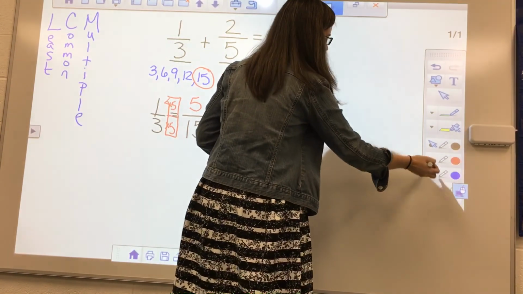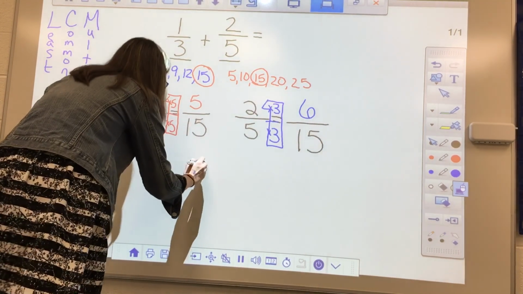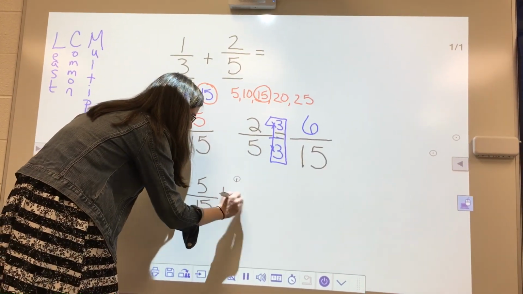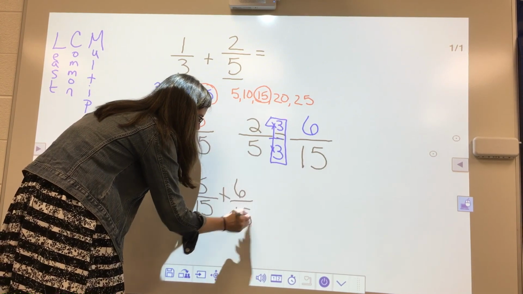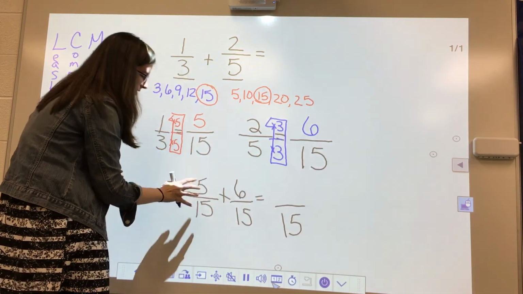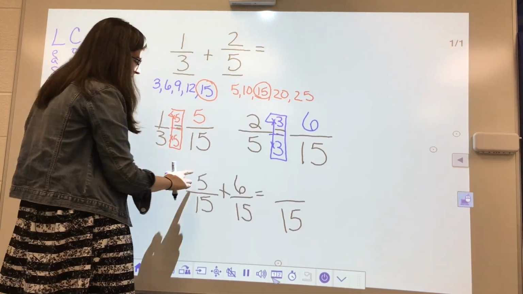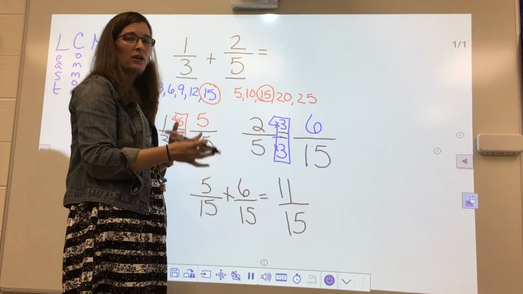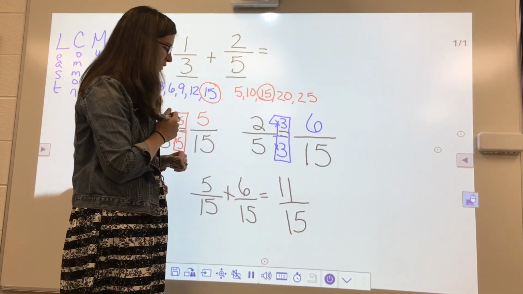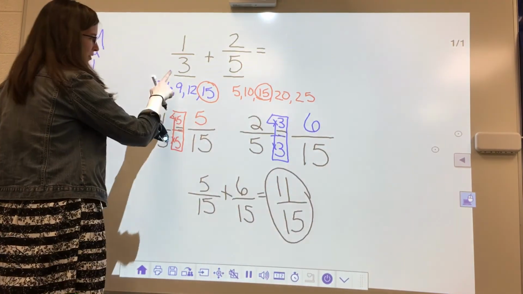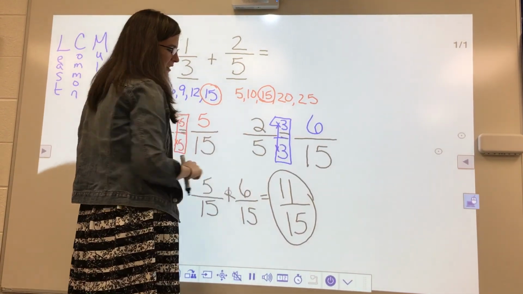Now, as I said, students are able to add with common denominators. They learned that in 4th grade and we've already reviewed it this year. They know that when they add, the denominator stays the same because they're the same size pieces, and then 5 plus 6 equals 11. And to prove that, you could go back to that model that we showed in the previous video. But this shows that 1/3 plus 2/5 equals 11/15.